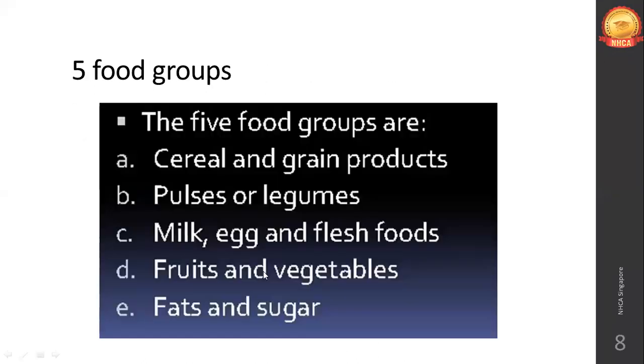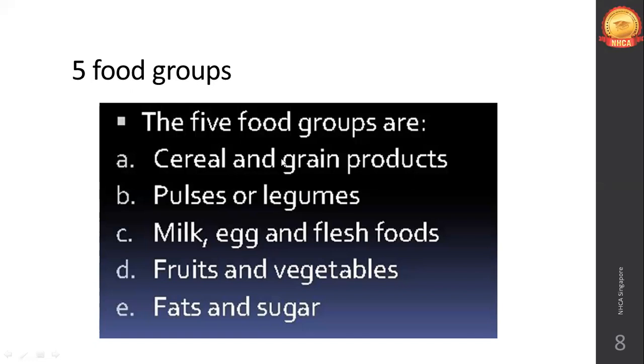So coming to the 5 food groups, a balanced diet should have all these 5 food groups. First group is your cereal and grain products. Even the millets come under this category. Wheat, rice, ragi, jowar, bajra. So all these will come under this category of cereals. Maize, rice flakes.